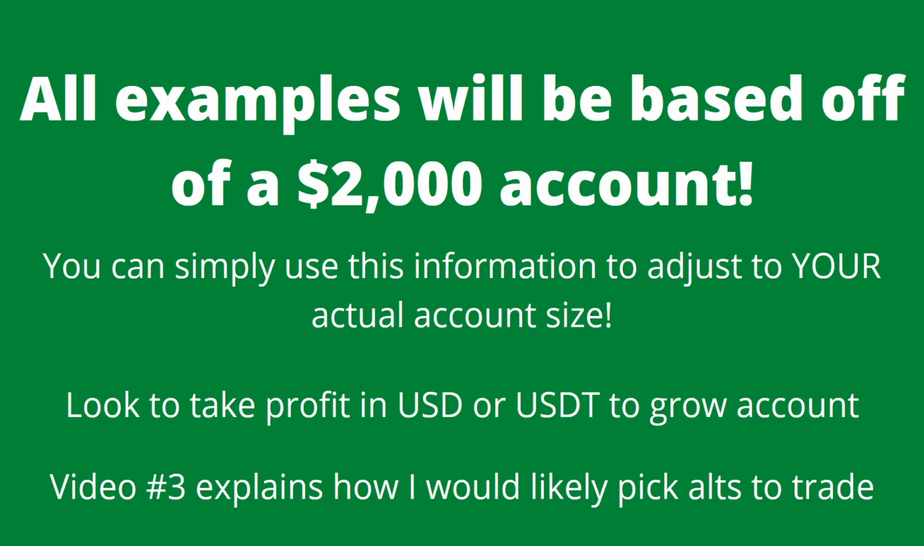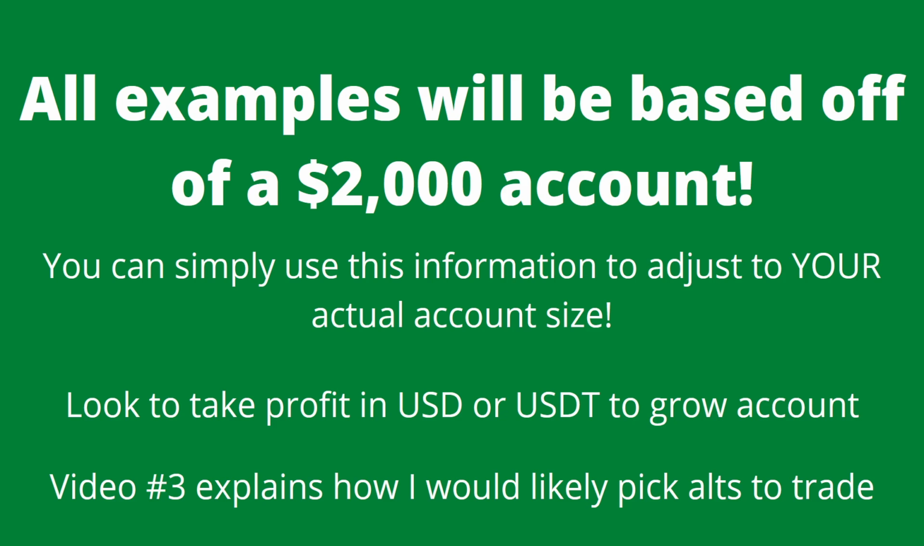So all the examples that I'm going to be using are going to be based off of a $2,000 account. If you have a different size account, there were people who were telling me, hey, what about for this size account? What about for this size account? The average of what I've seen is about $2,000. That's why I picked that number, so I could try to satisfy as many people as possible.